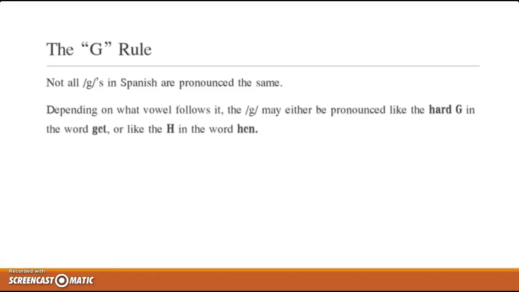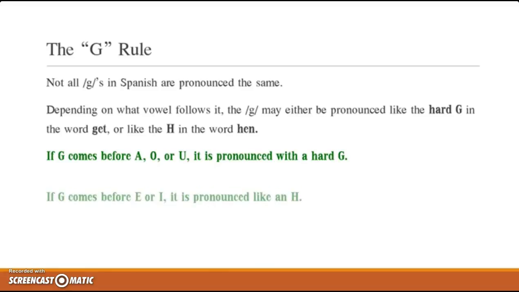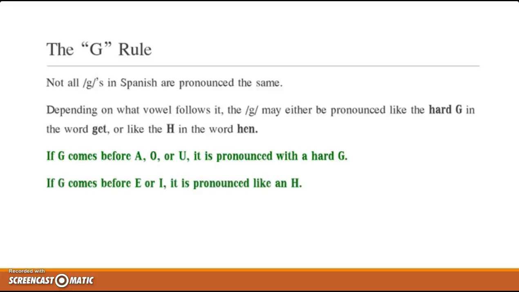Okay, so let's talk about G's for a second. So not all G's in Spanish are pronounced the same. So it all depends on what vowel follows it. So the G may either be pronounced like G, which is considered a hard G, as in the word get, or a soft G like the H in the word hen. So again, you have to look at the letter that comes after the G. So if G is followed by A, O, or U, it is pronounced with a hard G, and if E or I follow it, it is pronounced like an H.